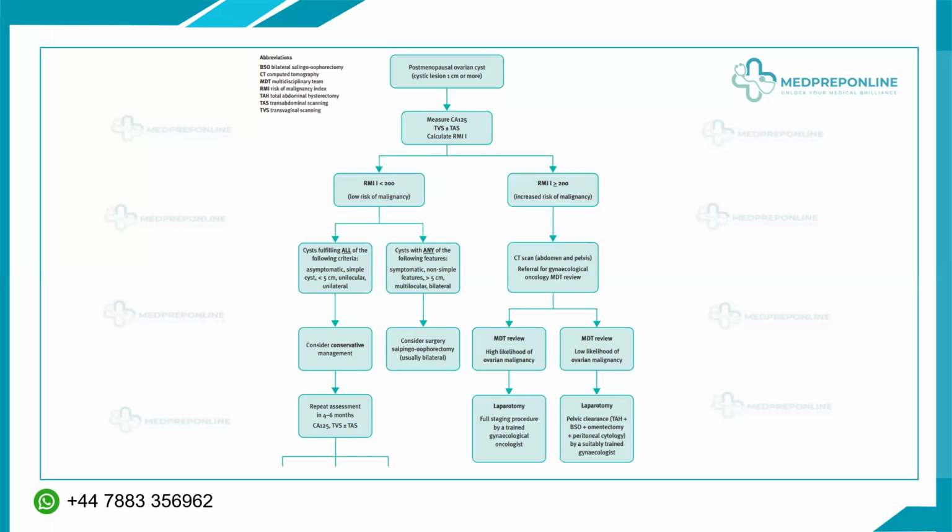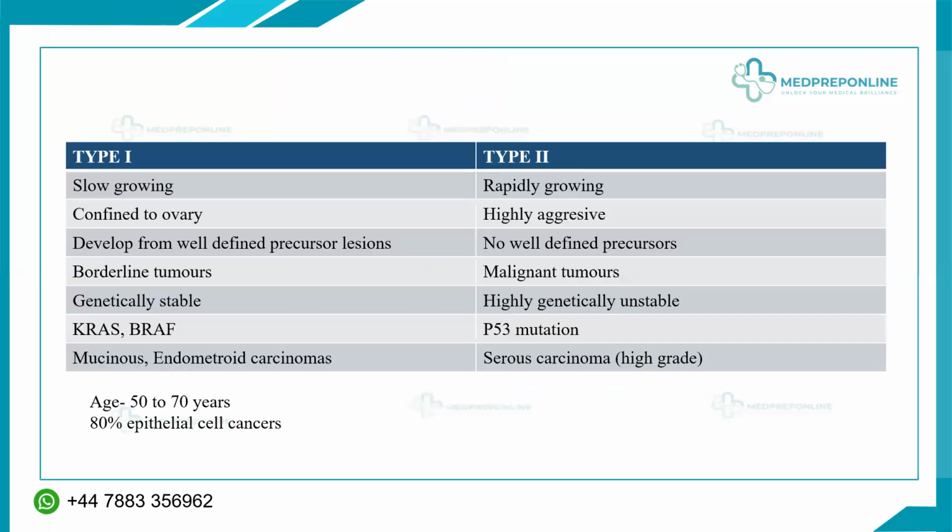Now coming to the next, which is ovarian cancer. So ovarian cancers are also divided into type 1 and type 2. And type 1, they are slow growing and confined to the ovary. They develop from well-defined precursor lesions, and they could be borderline tumors also. They are genetically more stable. The more common genetic abnormalities associated with are KRAS and BRAF. And the most common subtypes are mucinous and endometrioid.